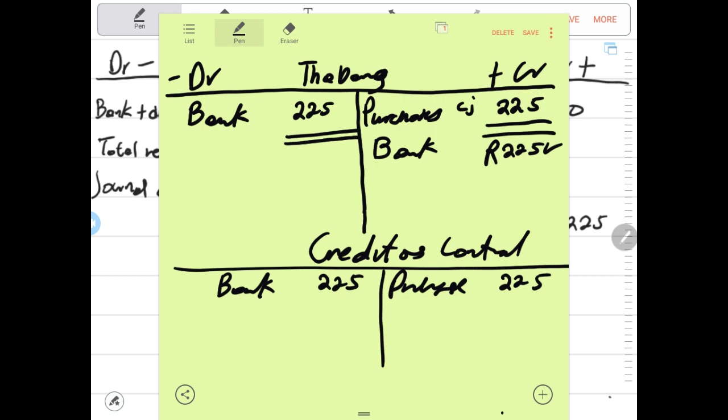Now they are paying us back. When they pay us back, this will go to the credit side as this 225. They are cancelling the amount that they received. Remember, they are cancelling the 225 they received, because now we are saying no guys, you don't have the product and we are not happy with the product.